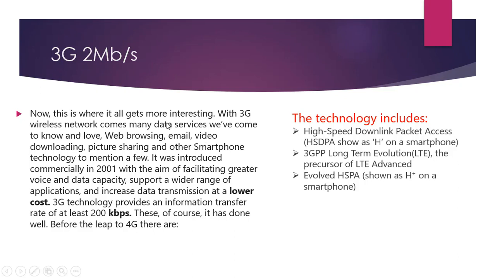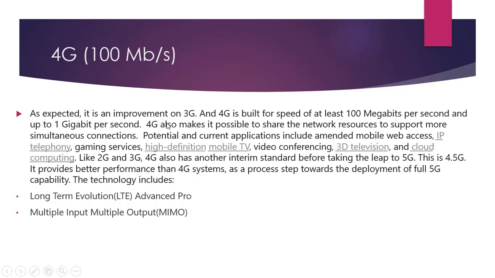Now let us move to our next generation, which is the current generation, that is called 4G generation. As expected, it is an improvement of 3G, and 4G is built for speed of at least 100 megabits per second and up to 1 gigabit per second, but actual speed depends upon the load and signal strength. 4G also makes it possible to share the network resources to support more simultaneous connections.